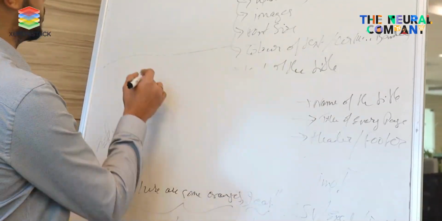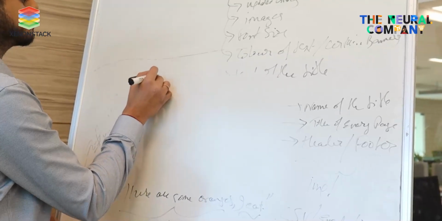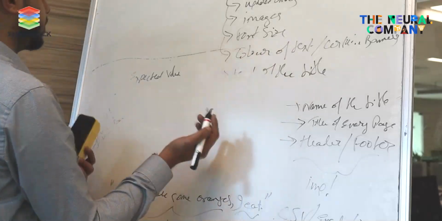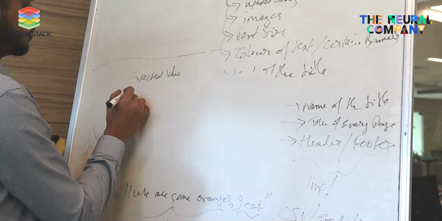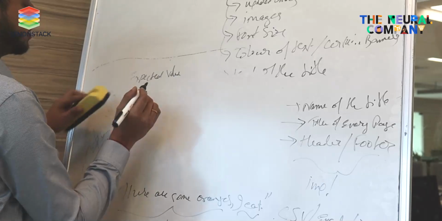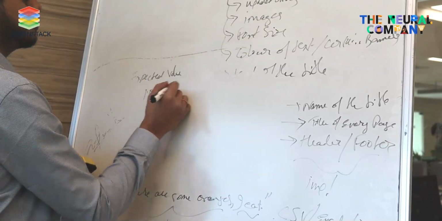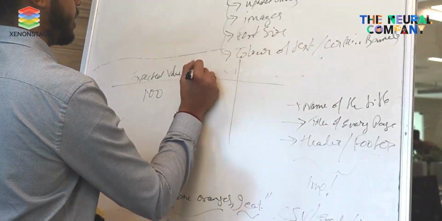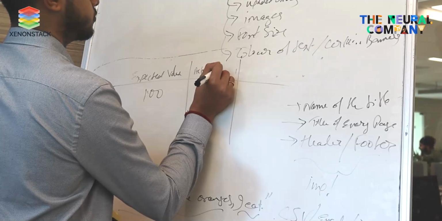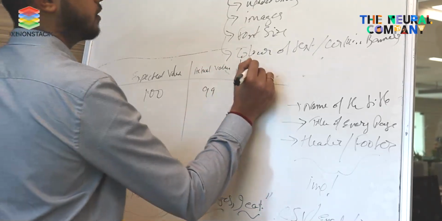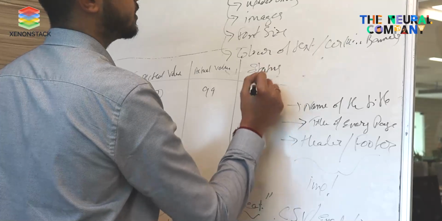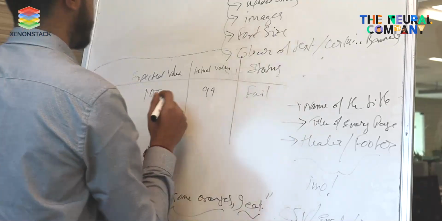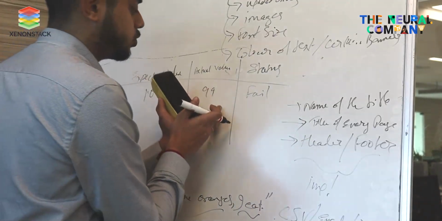What it really does is that we have an expected value, which is what I should expect. Suppose I expect 100, but I got an actual value of 99, and this is my status. The status is pass or fail. So it's a fail because I expected 100 but got an actual value of 99.